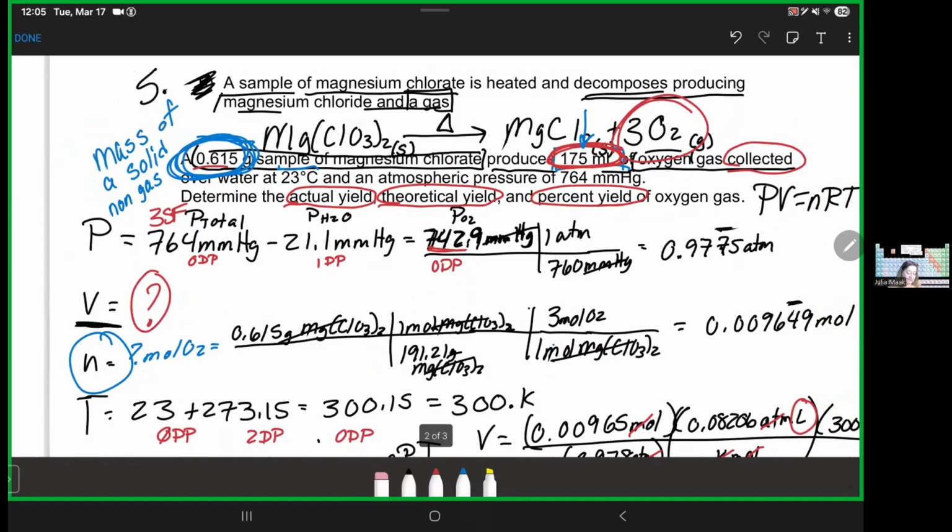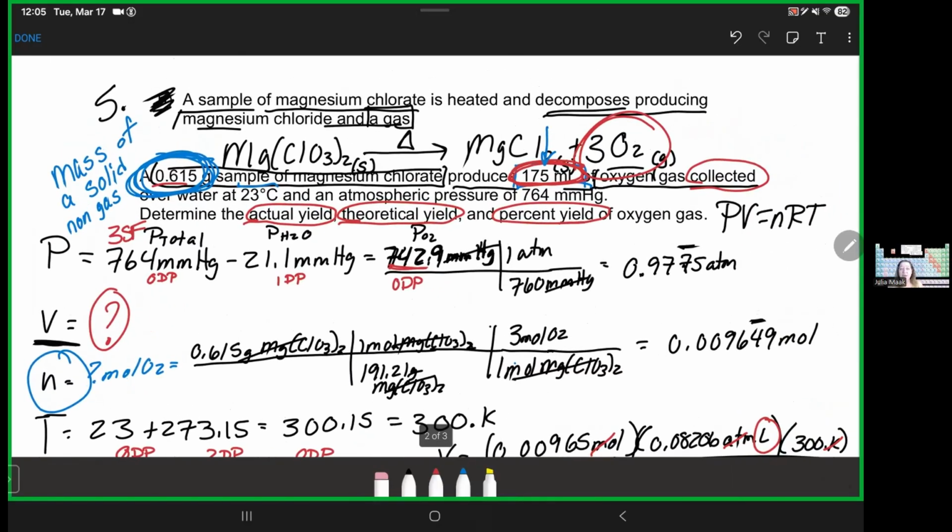Okay, so there was a lot going on in that problem. We had a balanced equation, we had a reaction that happened. We had to subtract off the pressure of water because we were collected over water. If you are not collected over water, you do not need to worry about that. But if you're collected over water, you must subtract your pressure of water.